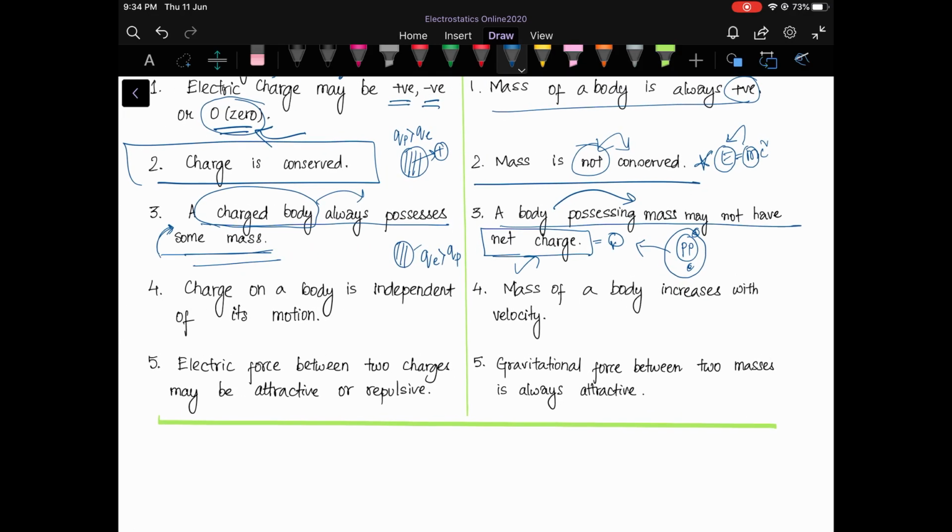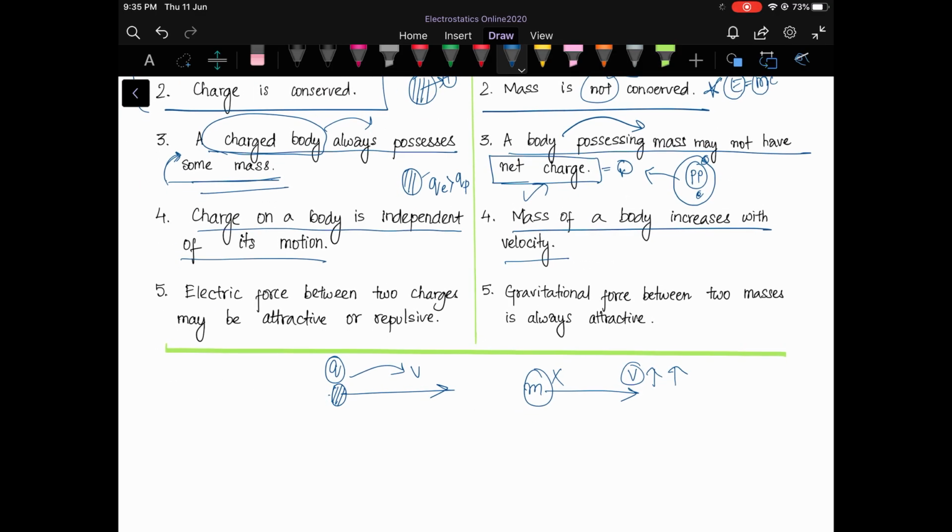Another thing which you can say is that charge on a body is independent of the motion. That means if we have a body or an object and it's moving or not moving, it will have a charge called Q, which does not change or depend upon its velocity or motion. Whereas mass, according to Einstein, is found to change if the velocity of the body is increasing or decreasing. That means mass is not a constant.